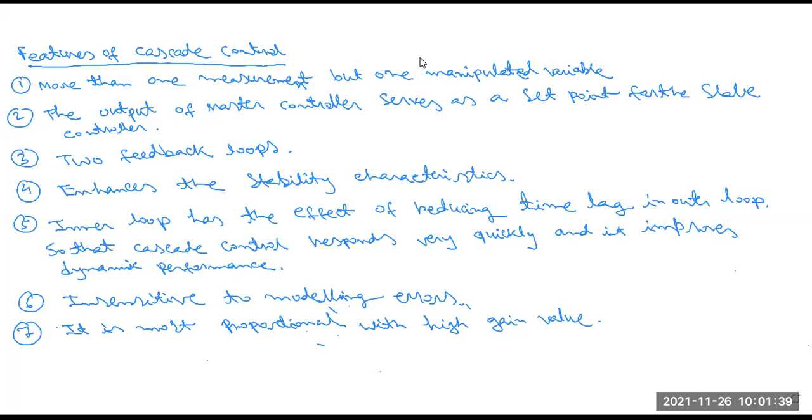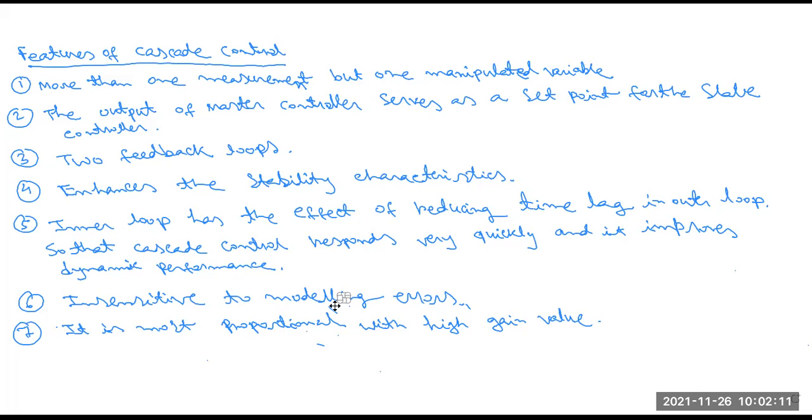Let me recall once: it has more than one measurement but one manipulated variable. Number 2, the output of the master controller serves as the set point to the slave controller part. Number 3, there are two feedback loops available, the primary controller part and the secondary controller part. Two feedback loops are simultaneously connected across the process or plant to the desired input sections.